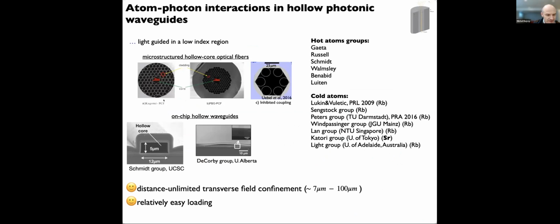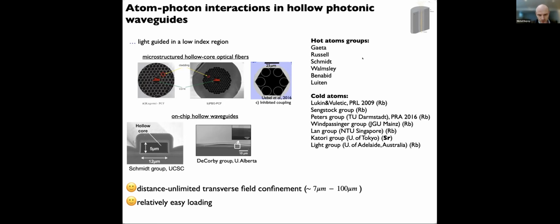They come in various flavors. The main two classes are hollow core optical fibers and on-chip hollow waveguides, in particular pioneered by the Schmidt group at the University of California, Santa Cruz, and the Corby group at the University of Alberta. What's strange about them is they allow guiding of light in a low index region, which you can leave empty, which means you can load it with atoms. And this has been a relatively popular topic to explore. There is a bit of a community established around these experiments.